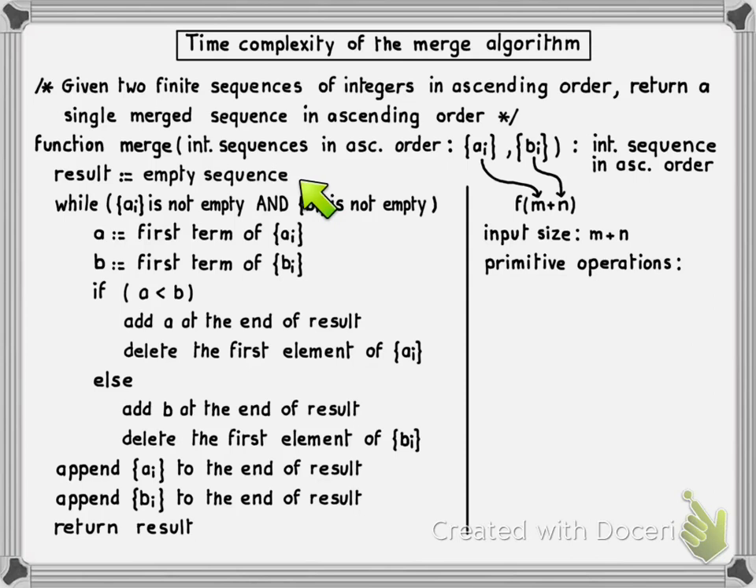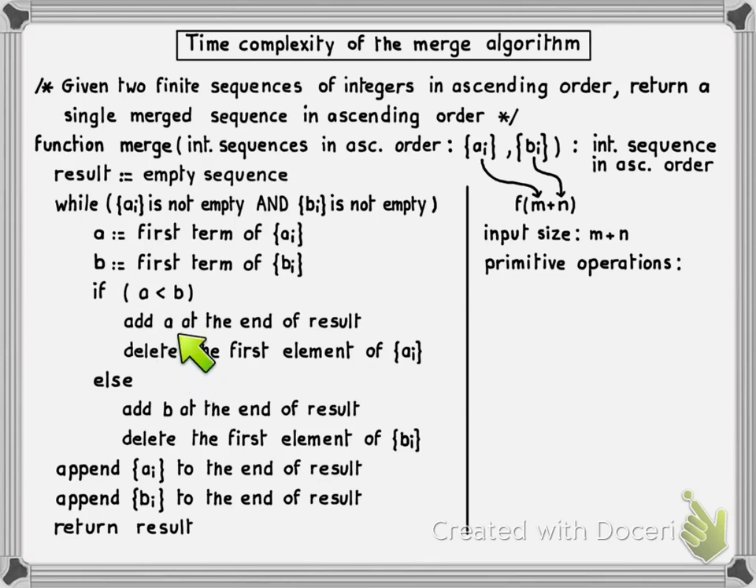So this first step here is easy. You can just build an empty sequence data structure and assign it to a variable. That's definitely constant time. Now to check that a sequence is empty, you just need to check the head pointer, the pointer to the first element, and see if it's a null pointer. That's also constant time. To look up or access the first element in a linked list, you just follow the head pointer. Again, that's constant time. Comparing two integers, of course, is a primitive operation.